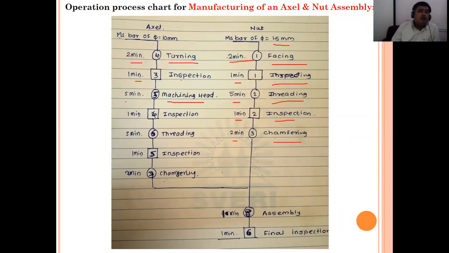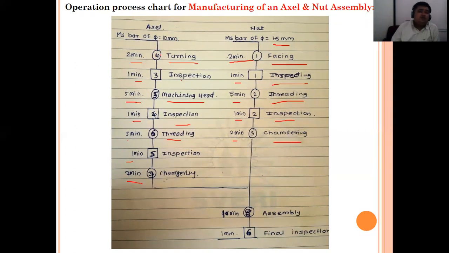Machining head formation, 5 minutes is required. 5 minute turning is required. Inspection, 1 minute. Threading, 5 minutes. Inspection, 1 minute. Chamfering, again 2 minutes. So in this way you can prepare the chart.